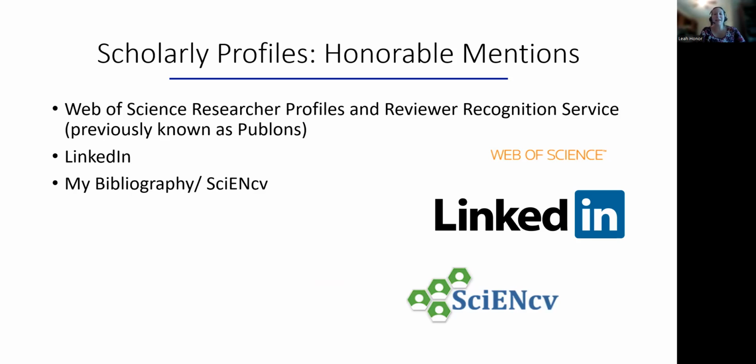We did want to mention that this was in no way a comprehensive list of all scholarly profiles available out there to anyone ever. This is just an introduction to some of the most popular and common ones that we tend to recommend to people. There are some others that we know are being used. These include things like the Web of Science researcher profiles and reviewer recognition services, previously known as Publons. Some people like to use LinkedIn as their list of record for their publications. And then the National Library of Medicine tool, My Bibliography and Science CV, is also a common and popular place to maintain a comprehensive list of publications.